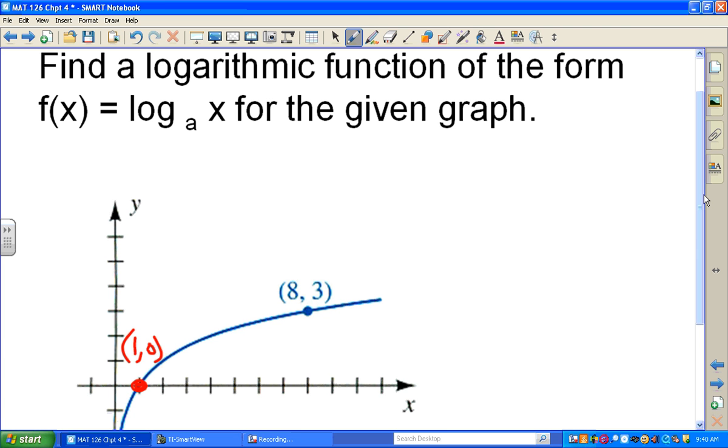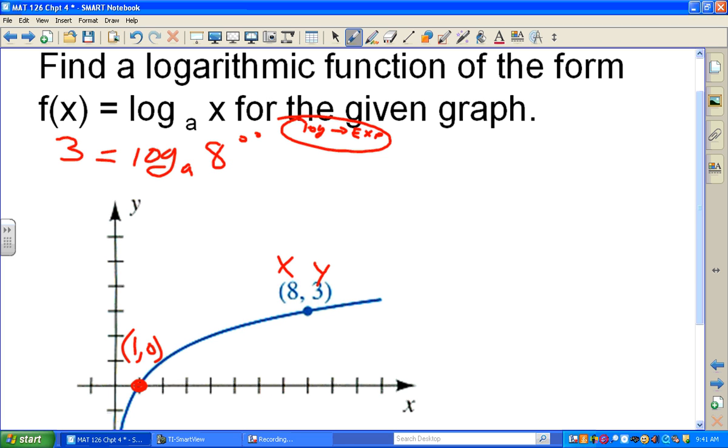Well, 8 represents what? X. 3 represents? Very good. 3 equals log base A of 8. How would you solve this? Right, if you're in a log, you're going to go to exponential. A to the third equals 8. So what's A going to be?